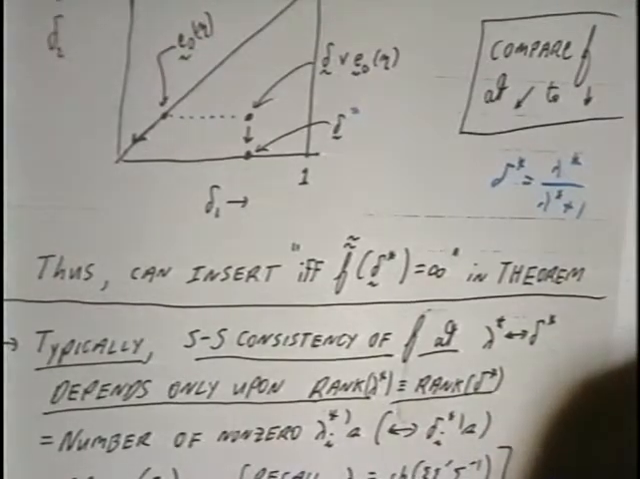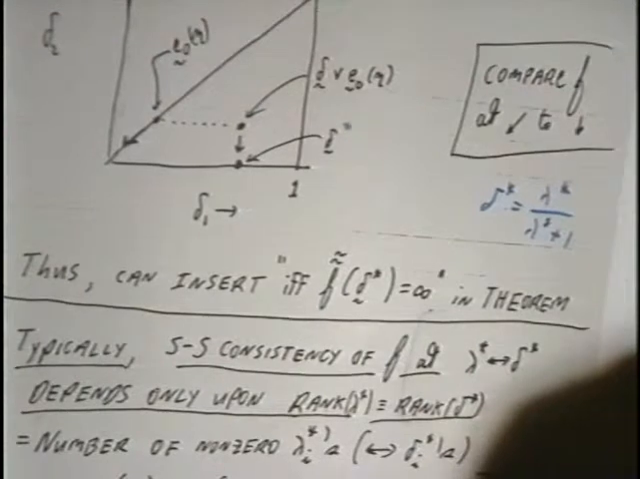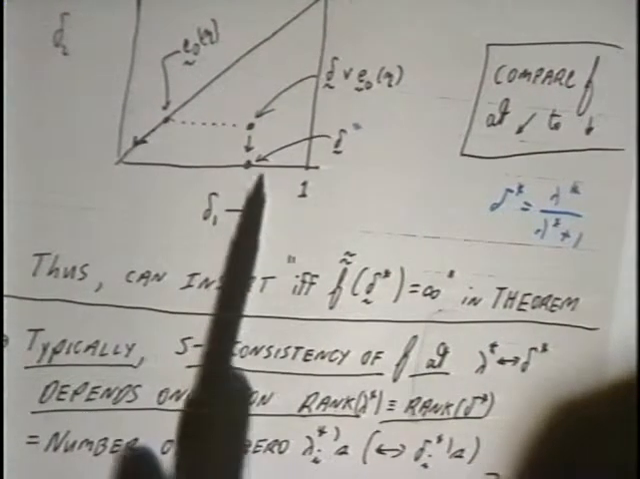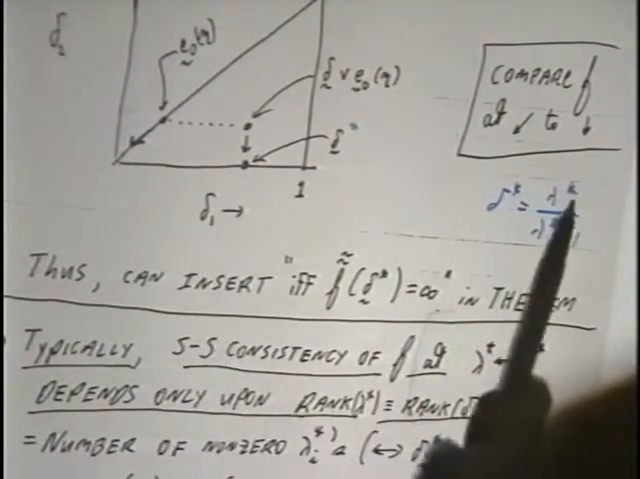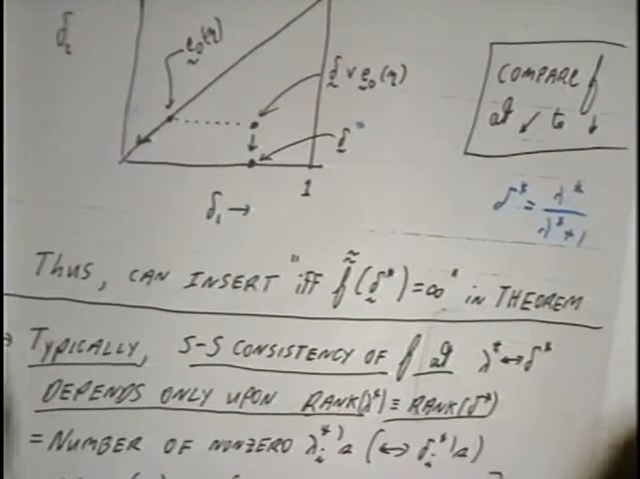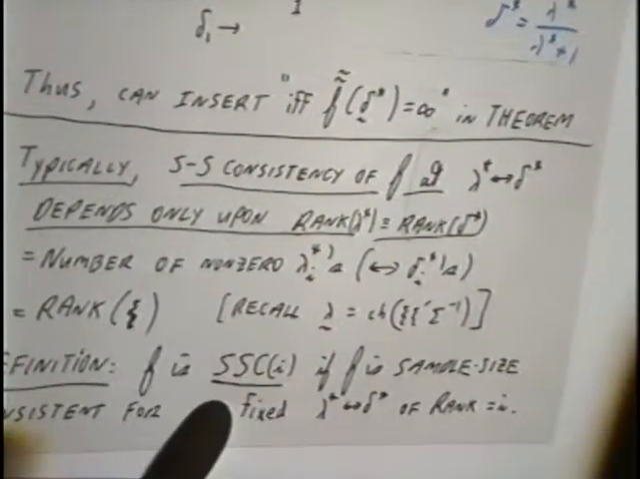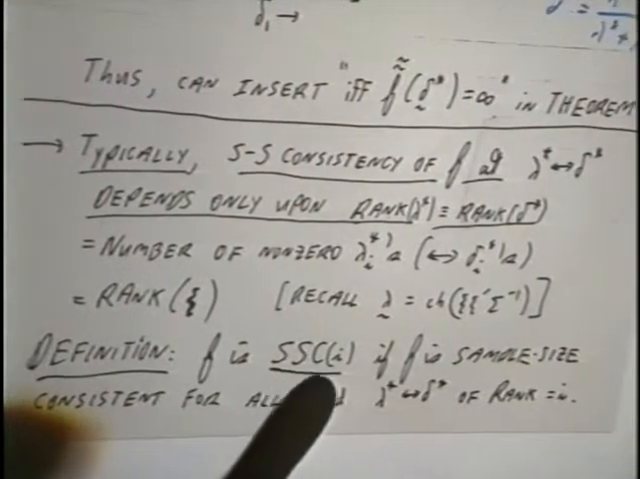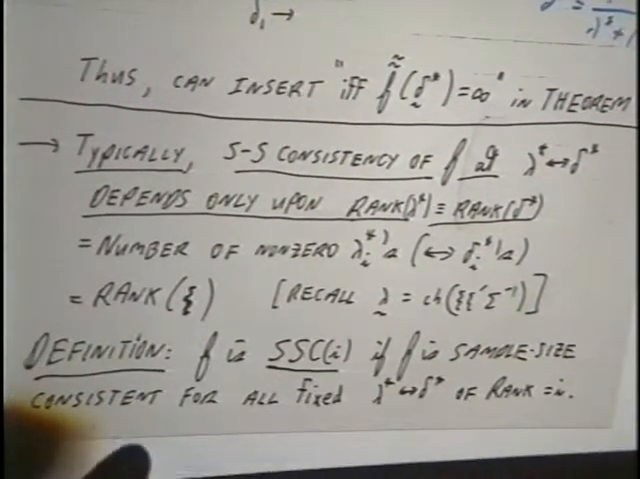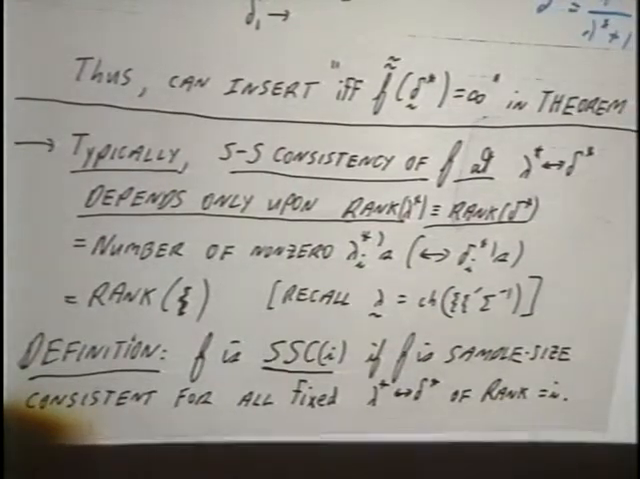Typically, sample size consistency depends only on the rank of the alternative, namely the number of non-zero components of the lambda star vector, or equivalently the delta star vector. So in this case, the rank would be 1. F is SSCI means F is sample size consistent of degree I. It's sample size consistent for all fixed alternatives of rank I.